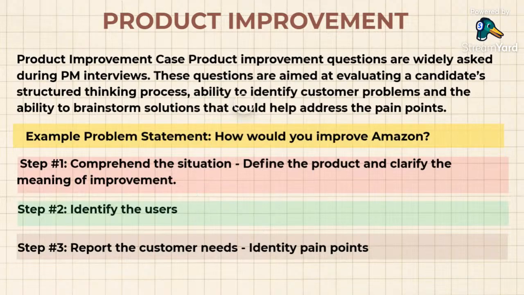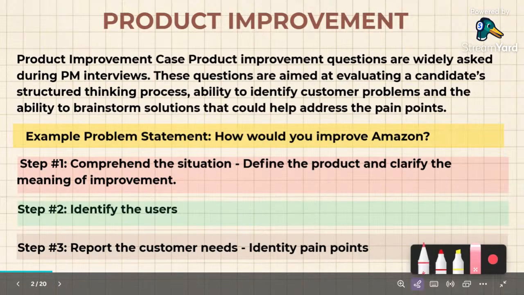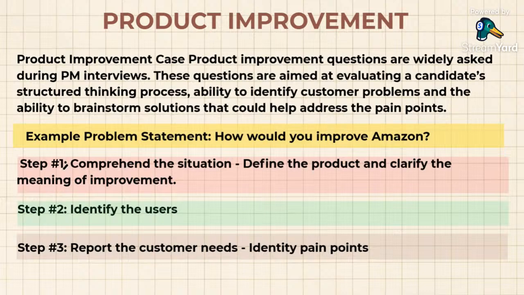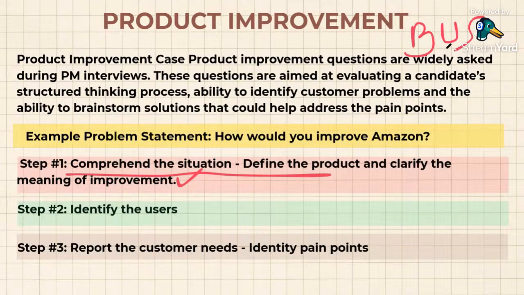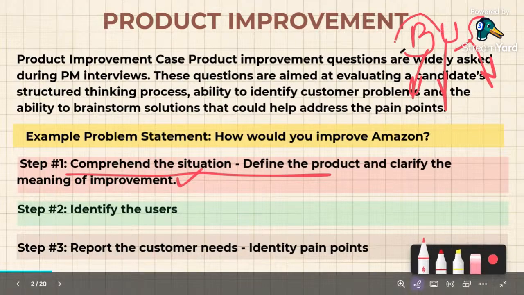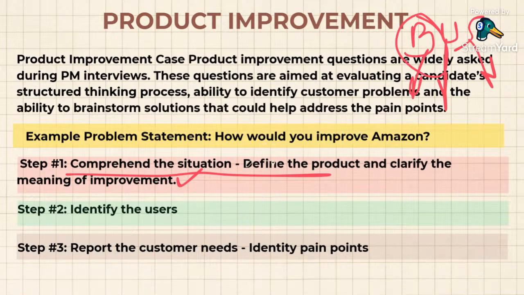We are usually asked such questions. So how do we actually approach these problems? First of all, we try to understand the situation and the product and what exactly they meant by improvement. In simple terms, it is called the BUS framework. B stands for business requirement, U stands for user, and S is the solution. So the very first thing, B, is the business. So we try to understand.